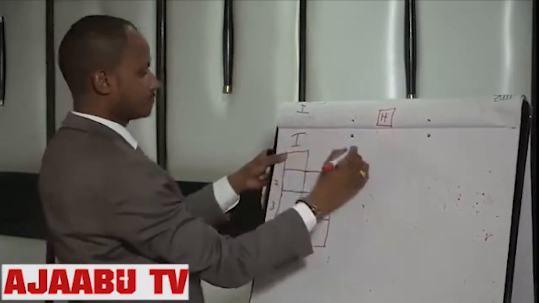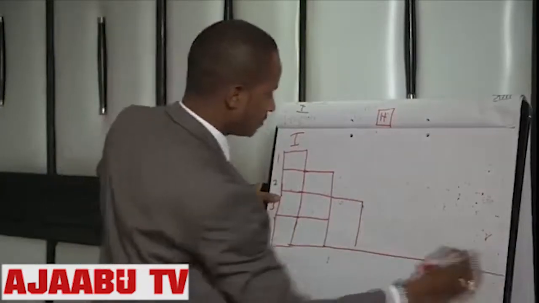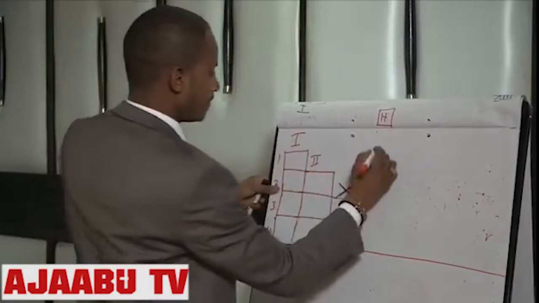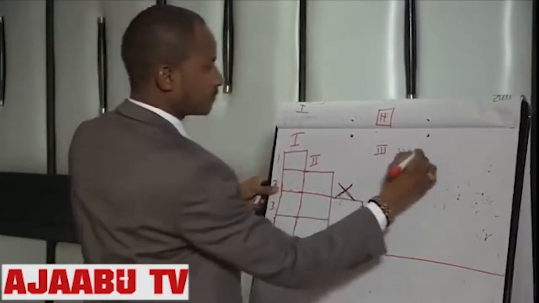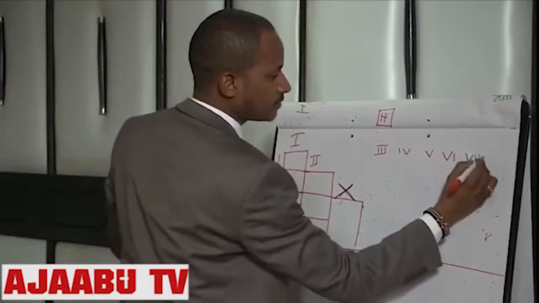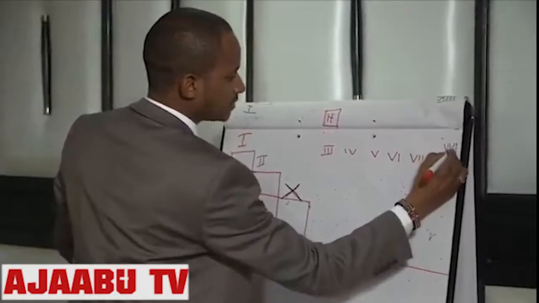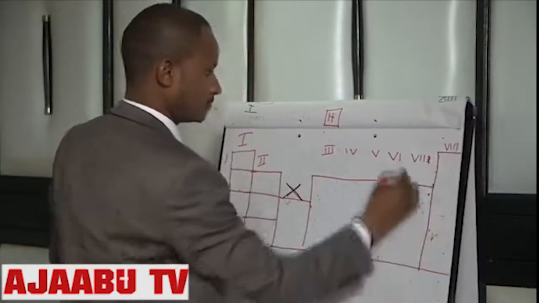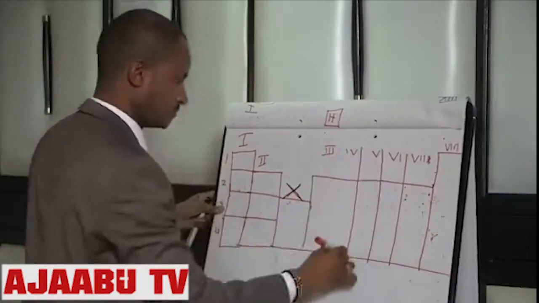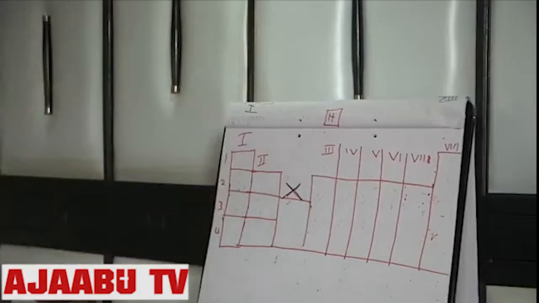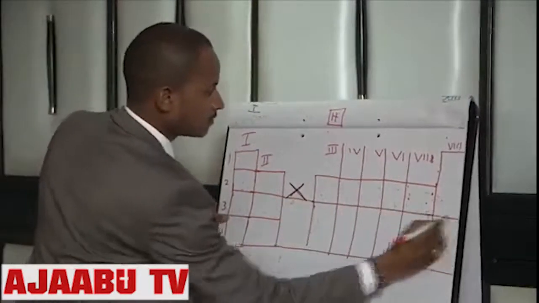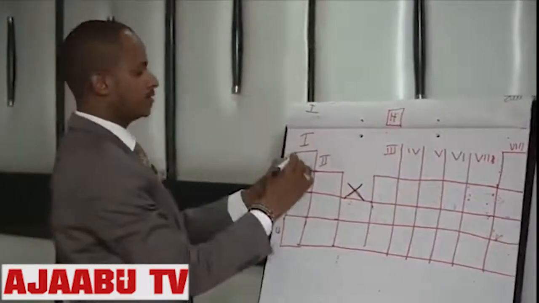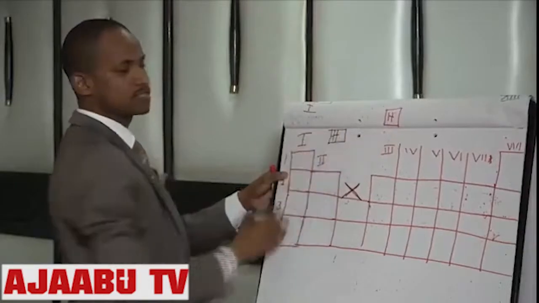So group 1. Then here we have transition metals or elements. So group 1, group 2, group 3, group 4, group 5, group 6, group 7, and finally group 8. Good. So from there we have hydrogen, which we said comes here because it is a nonmetal.